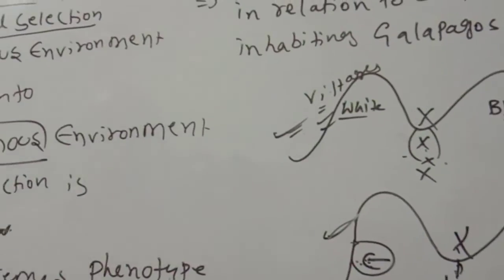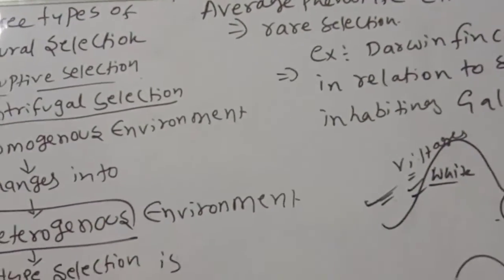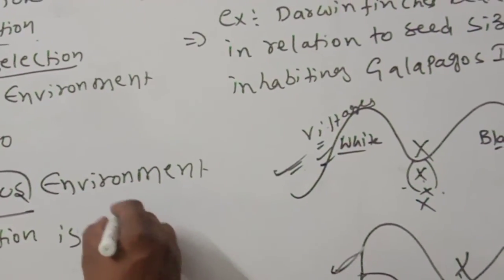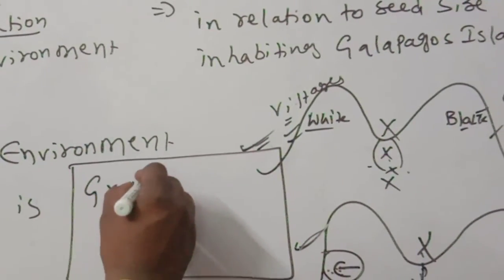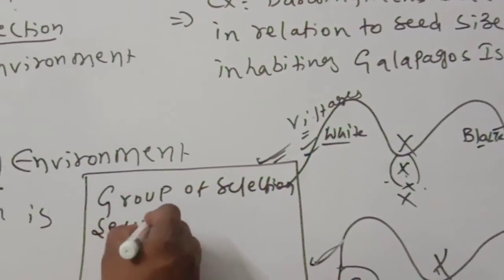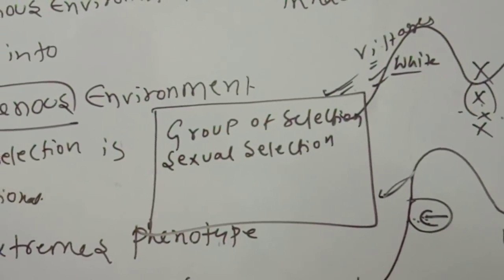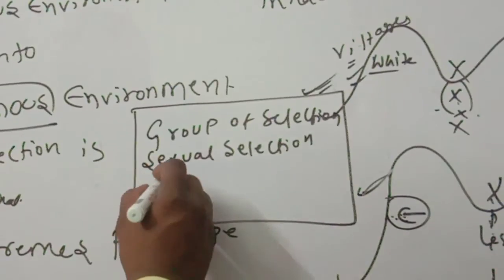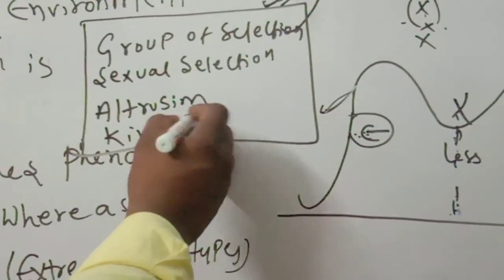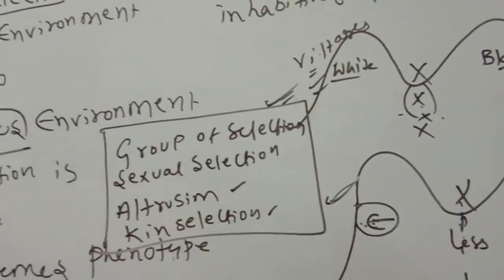Children, this is one of the important concepts. Next, two major groups of selections are there: sexual selection and group selection or other types of selection. Altruism and kin selection are also there in the group of selections.